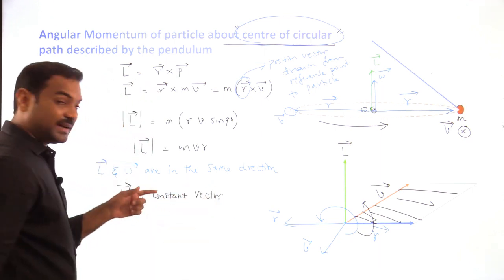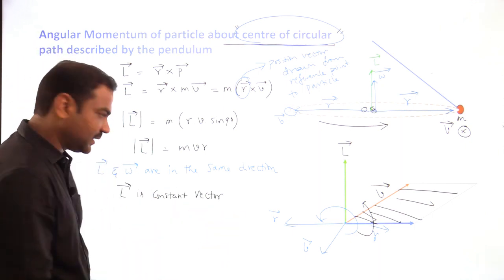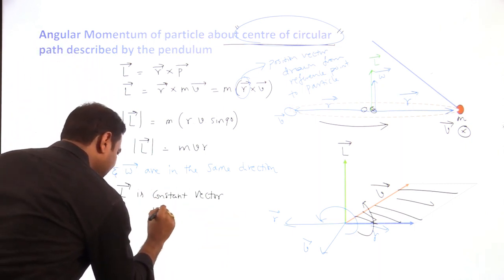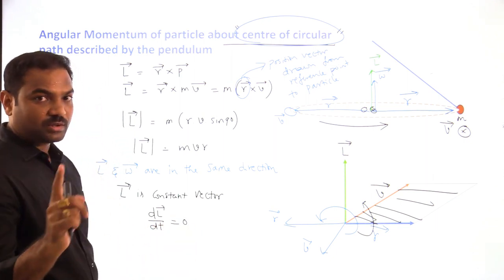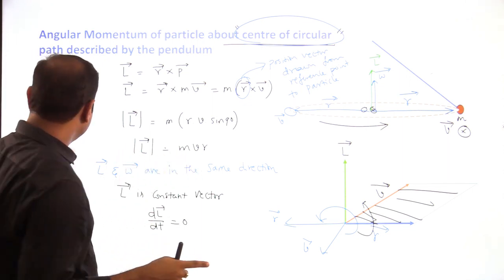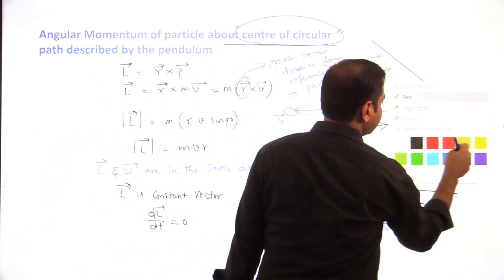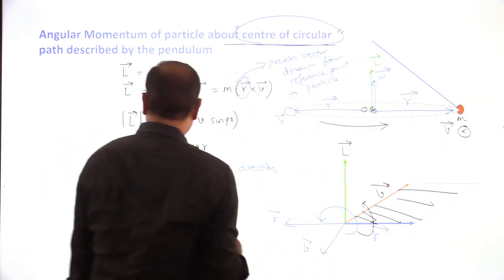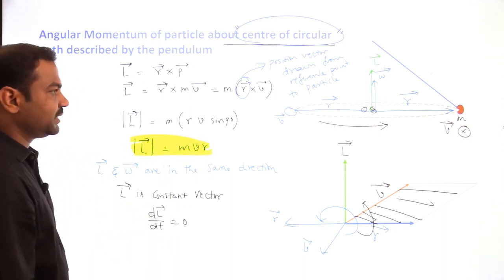Okay, so L bar always will give you some idea regarding the torque. As L bar is a constant vector, then dL bar by dt should be equal to 0. I am not talking about magnitude, I am talking about the vector. The vector magnitude is constant, already we know.